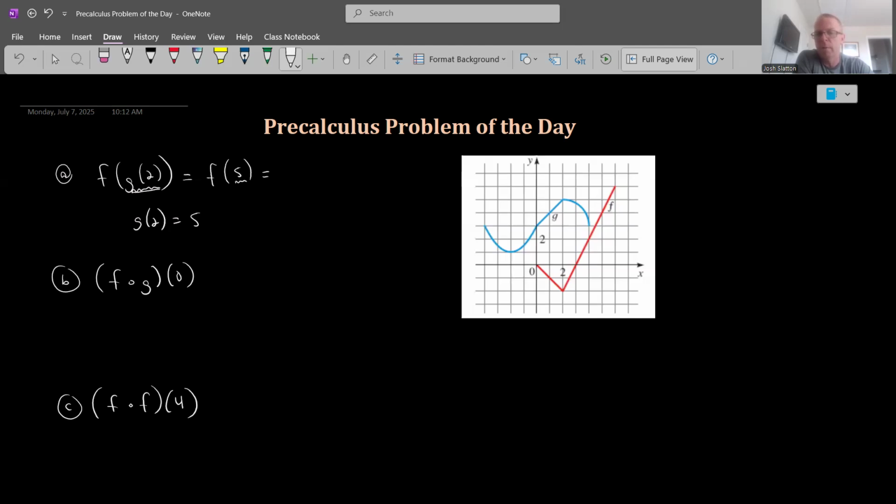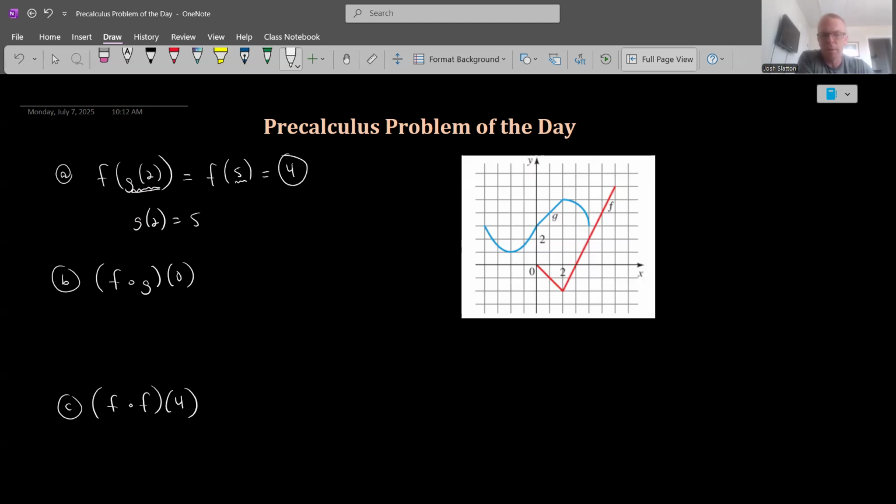Now go up to f. So 1, 2, 3, 4. So f of 5 would be 4. And so that is our answer. And it's really that simple. So let's look at f of g of 0.